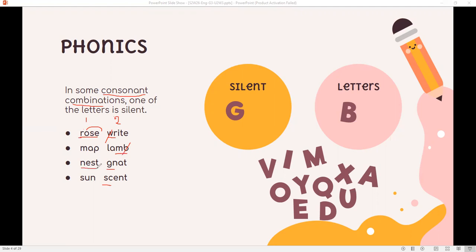Now here I have nest. I'm saying all the letters, you can hear them. N-E-st, n-e-st. However, when I have this word gnat, the letter G is silent, gnat. Next, I have the word sun, s-u-n. The second one, I have scent. I do not say sk, I say scent. Letter C is silent.